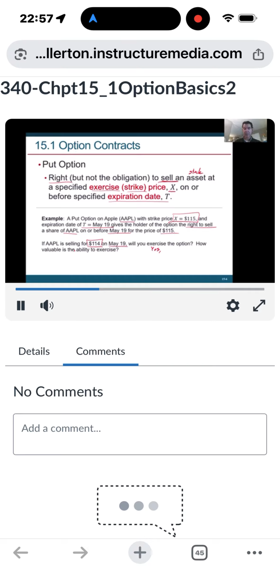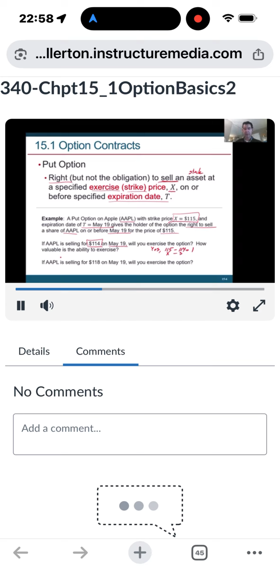And how valuable is that ability to exercise? How much more money do you get by having that option? Well, you're able to sell it for 115. That was the strike. And Apple is only worth what? 114. So that is going to gain you $1. So we're going to see here the value of that option in this scenario is equal to the strike price minus the stock price. So that's one scenario we would exercise.